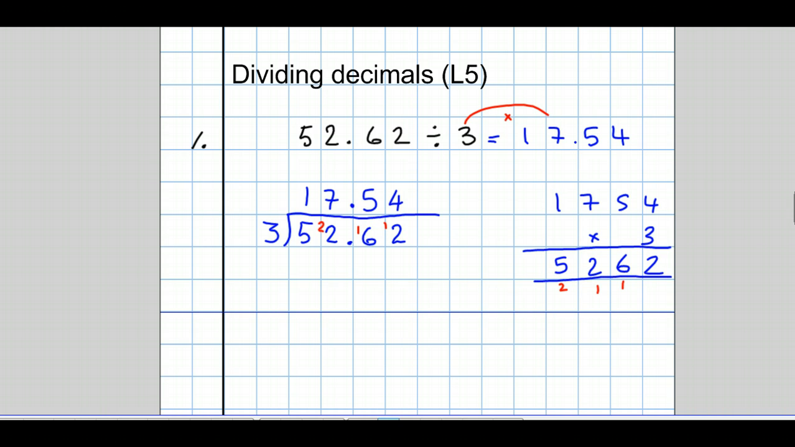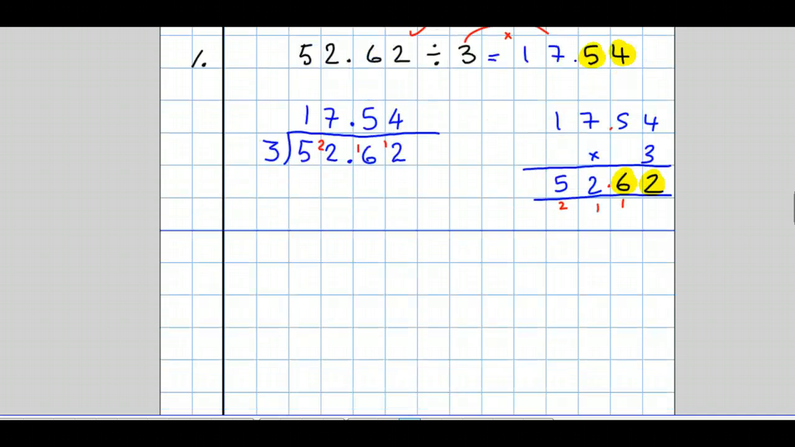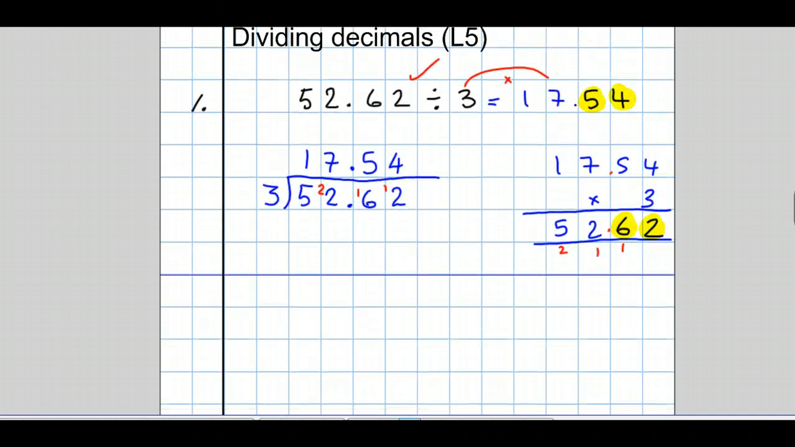We were multiplying 3 times 17.54, so there's 2 figures after the decimal point in the question, so my answer needs 2 figures after the decimal point. So 3 times 17.54 is 52.62, the number we were dividing. So our check worked, and we did the division correctly.